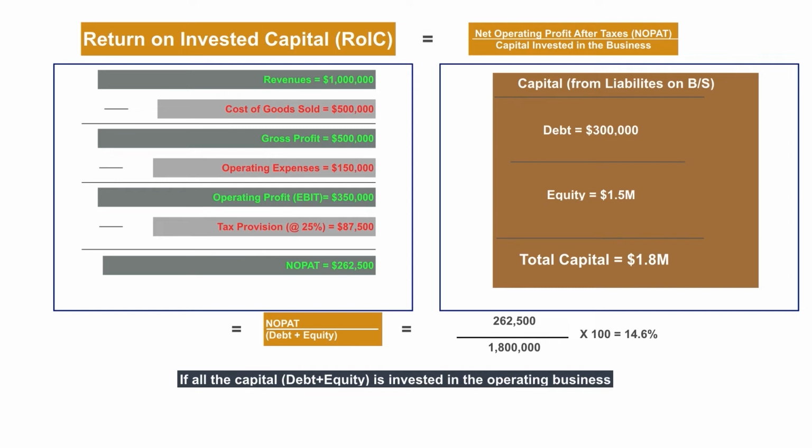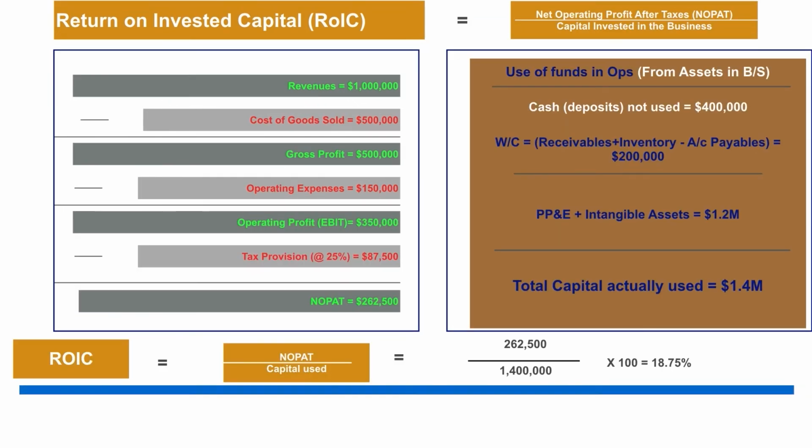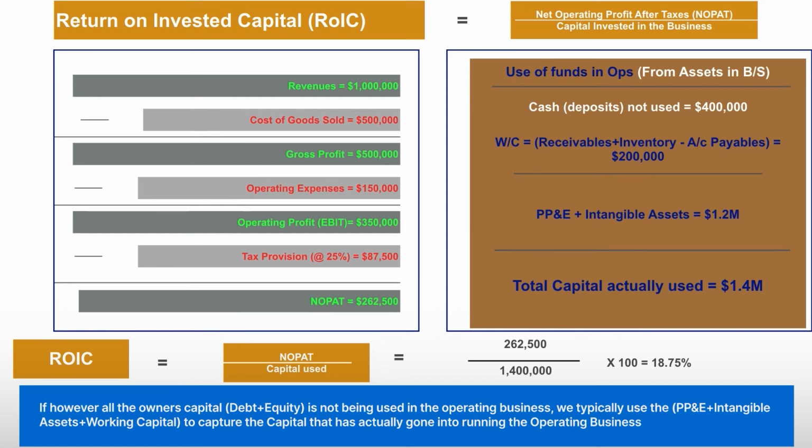Now, here you would notice that we have assumed that the entire capital, that is the debt plus equity, is invested in the operating business. However, sometimes businesses sit on a pile of cash and they may not be investing the entire debt plus equity in running the operations of the business. So here I introduce you to another formula to calculate the return on invested capital, and we actually use this method much more often, and that is we use the working capital plus the property, plant and equipment and the intangible assets as a proxy for the capital that has gone into running the operations of the business.